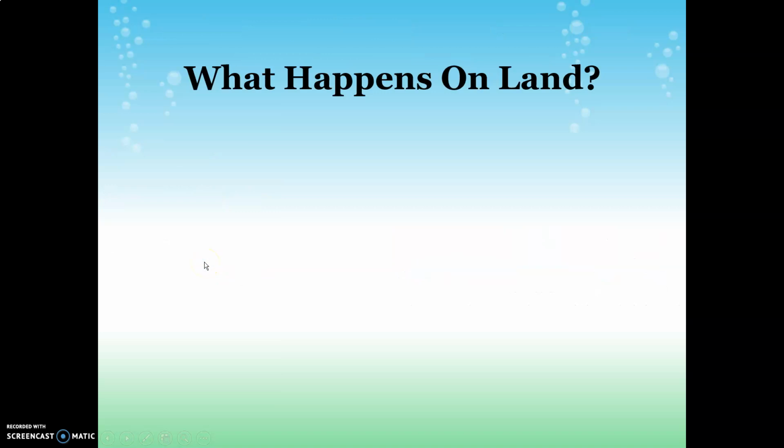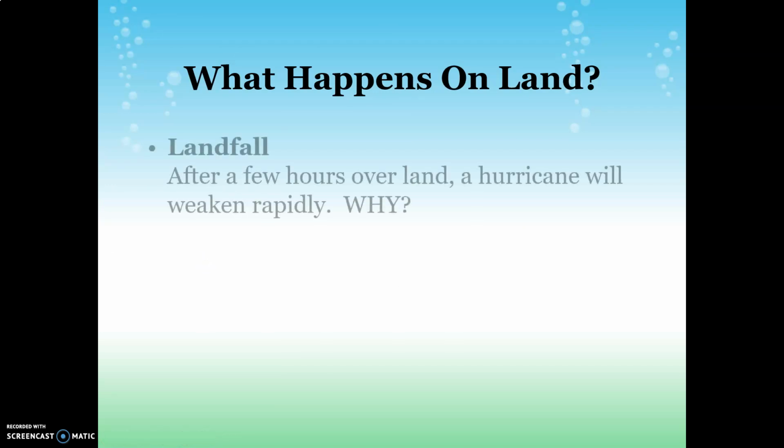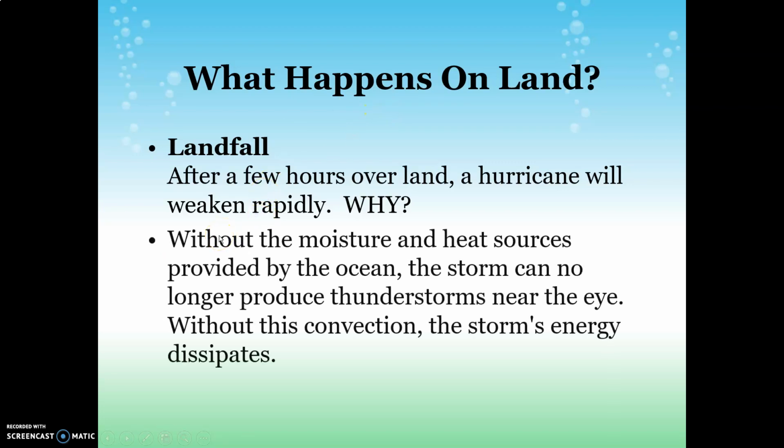So what happens once the hurricane reaches land? After landfall, after a few hours over land, a hurricane will weaken rapidly. So why does this happen? Without the moisture and heat sources provided by the ocean, the storm can no longer produce thunderstorms near the eye. Without this convection, the storm's energy dissipates. Dissipates means disappears or no longer is there.